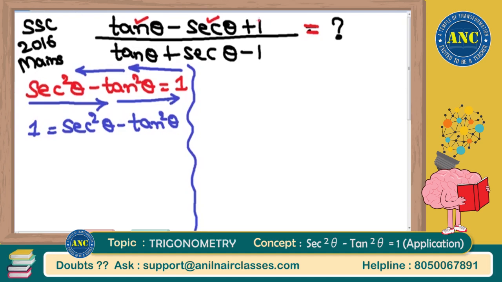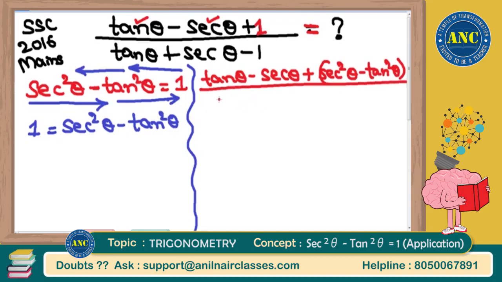Can I say that instead of this 1, write it as secant square minus tan square. Why? Let us see. Tan theta minus secant theta I wrote as it is, plus 1 is nothing but secant square minus tan square. Secant square theta minus tan square theta I am writing in place of 1, divided by tan theta plus secant theta minus 1. Sir, the denominator 1 also, should I express like that? Let us see after 1 or 2 steps. If we really want to express, we will express. Otherwise, we will not.